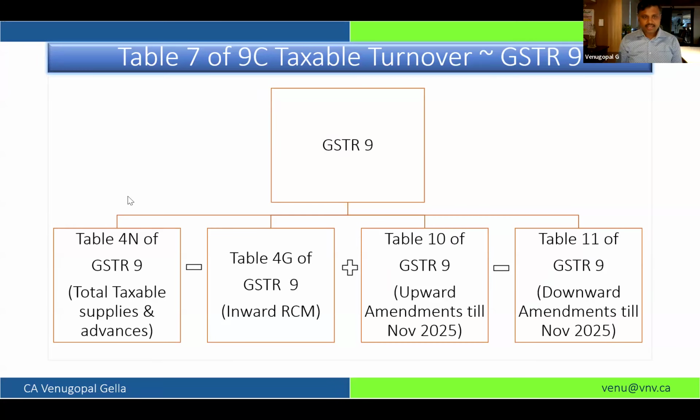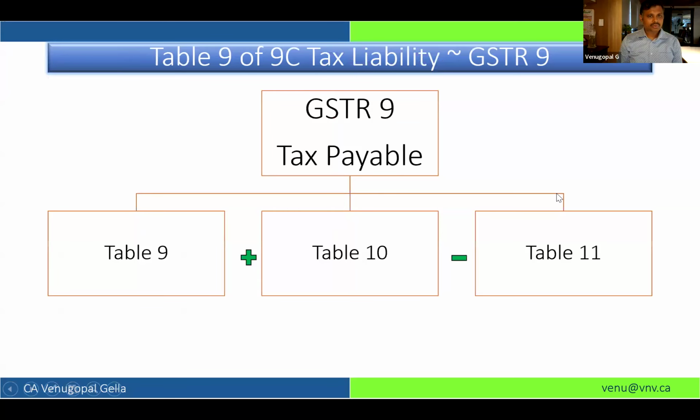Then further, next slide. The tax payable in GSTR 9 is in the 9 payable column and 14 payable column. In 14, payable is coming from 10 and 11. So this is compared with table 9 of 9C. I have explained the different tables of 9C earlier.